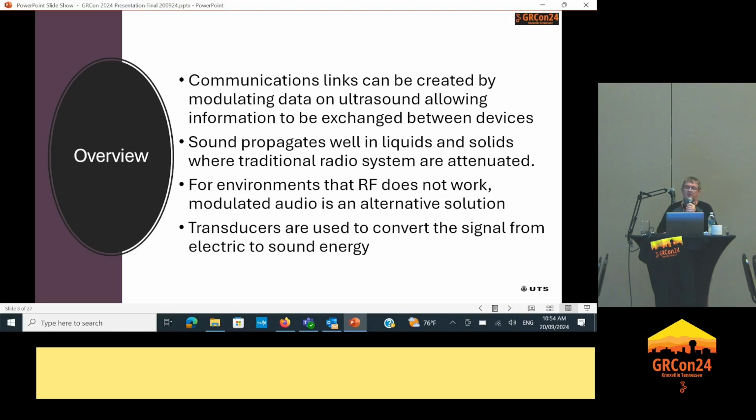So communication links can be created by modulating data on ultrasound, allowing information to be exchanged between devices. And sound propagates really well in liquids and solids, where traditional radio systems are attenuated. So for environments where you can't use a radio and RF doesn't work very well, modulated audio is an alternative solution. So transducers are used to basically convert the electrical energy to sound energy rather than to RF.